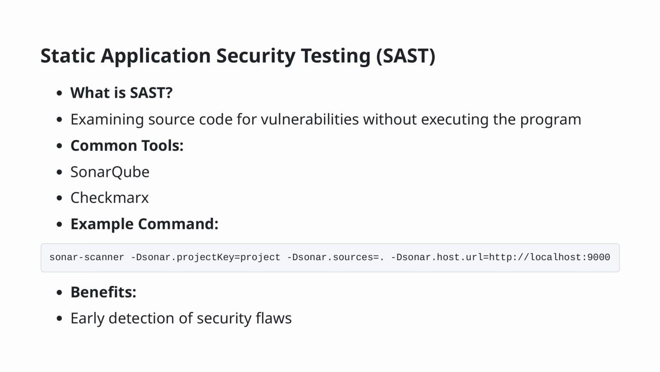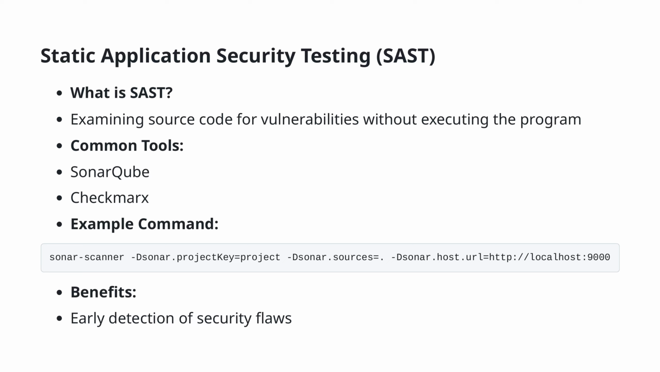For instance, SonarQube can be executed using a command like the one shown here: sonar-scanner -Dsonar.projectKey=project -Dsonar.sources=. -Dsonar.host.url=http://localhost:9000. This command helps to scan the project's source code specified by the sonar.projectKey and sonar.sources parameters, connecting to the specified SonarQube host URL.